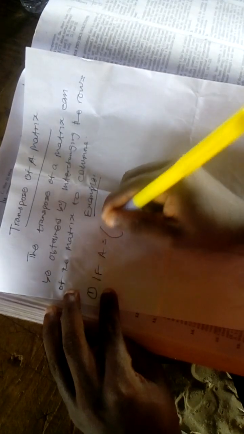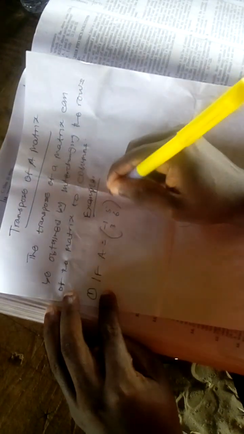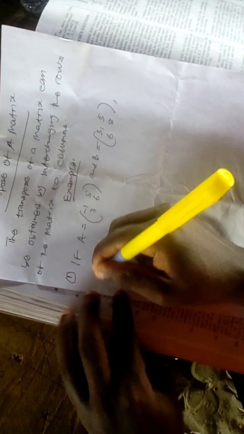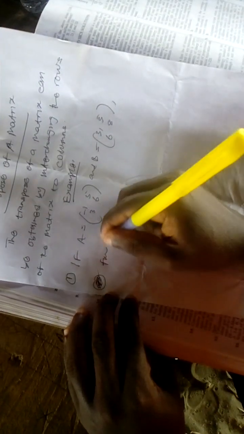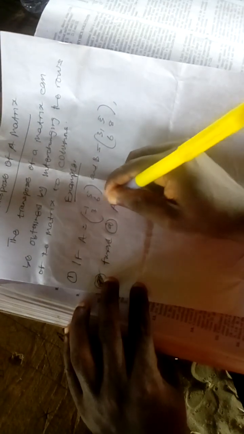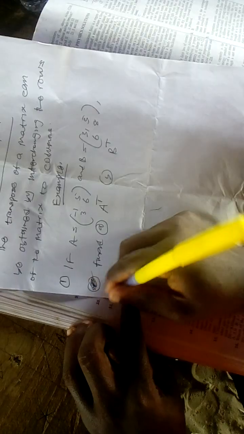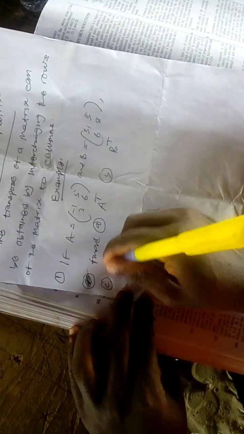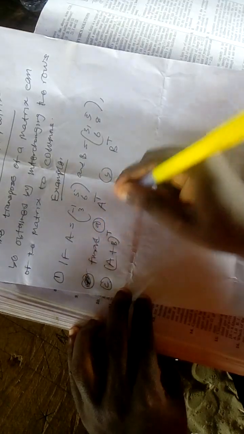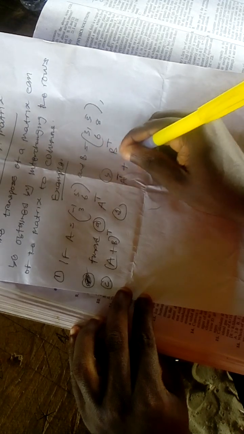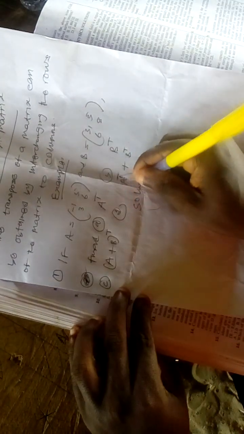For instance, let's look at examples. Number 1: if matrix A equals minus 1, 5, 3, 6 and matrix B is 3, 5, 6, 8, find: A, A transpose, B transpose, C, A plus B transpose, and D, A transpose plus B transpose. So let's look at the following solutions.